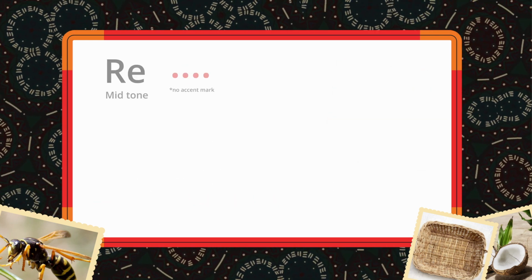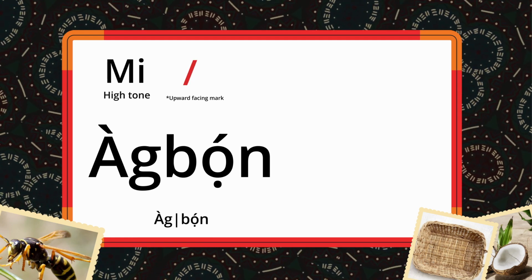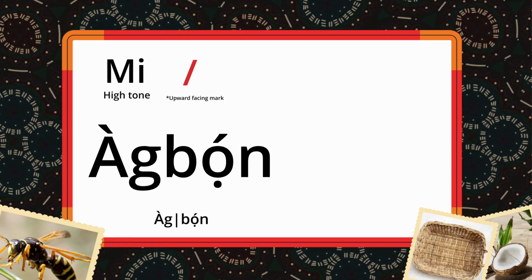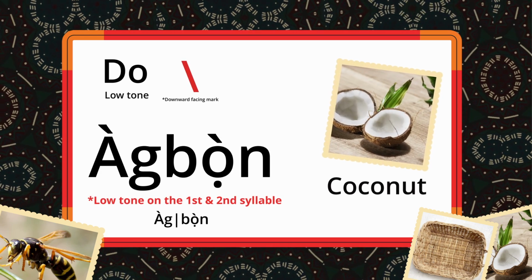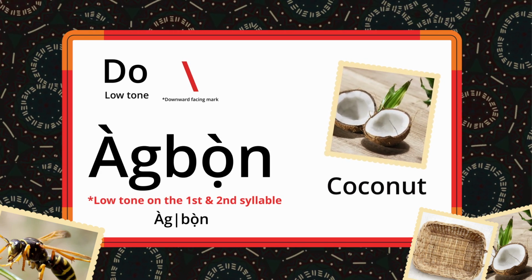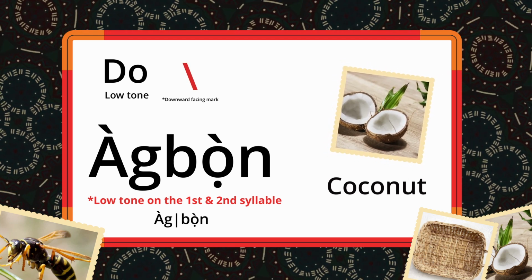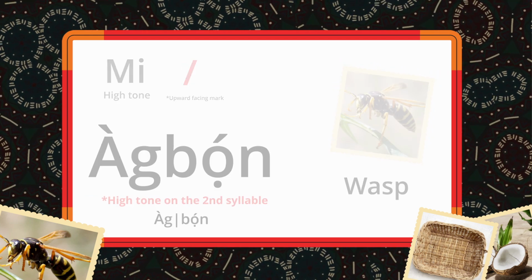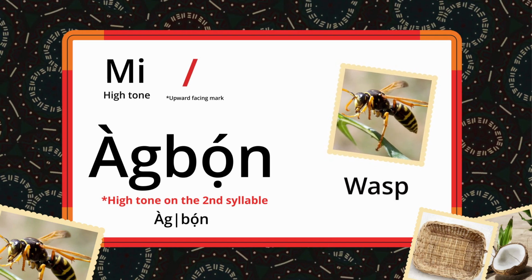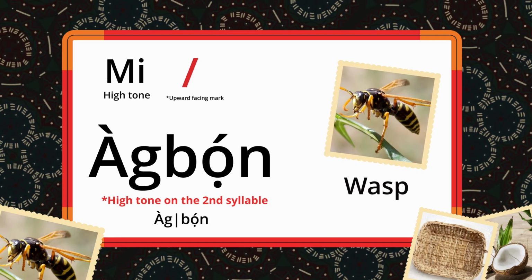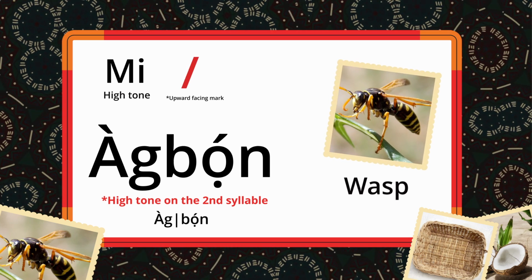Another example is àgbọn, wasps. The first one is àgbọn, coconut. Low tone on the second syllable, àgbọn, coconut. The second one is àgbọn, wasps. High tone on the second syllable, high tone.